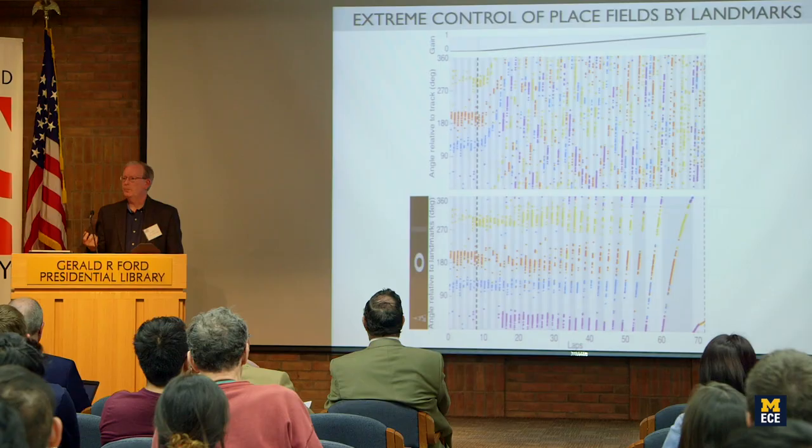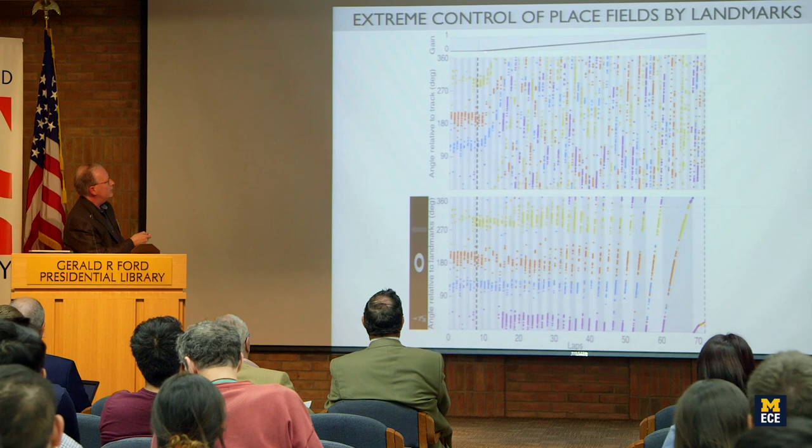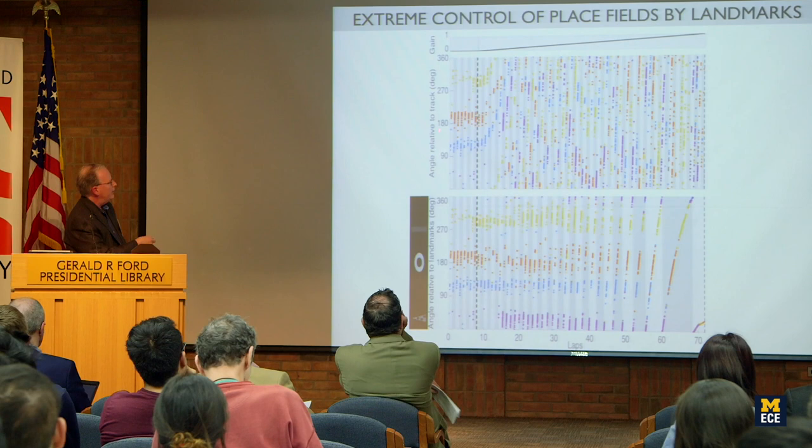And then we start to change the gain of the landmark array, and we steadily ramp it up. The landmarks start moving, in this case, to a gain of up to 1, and it goes higher and higher and higher. And what you start seeing is that in the angles relative to the track, or the room coordinates, the place fields start to drift around a lot. And what's happening is the place field map is being controlled by the landmark array.